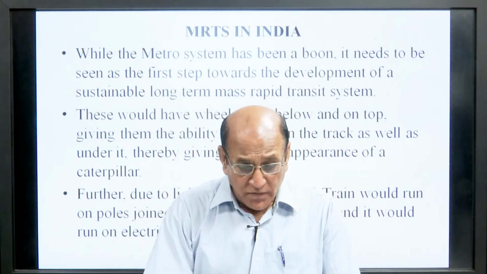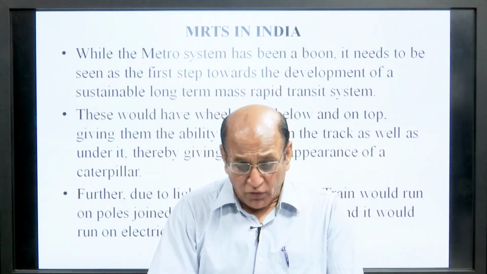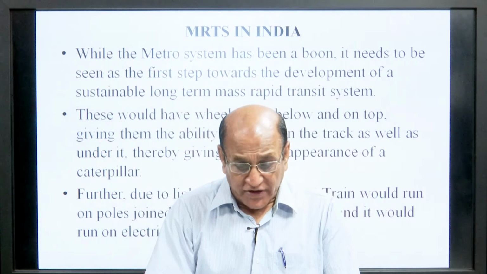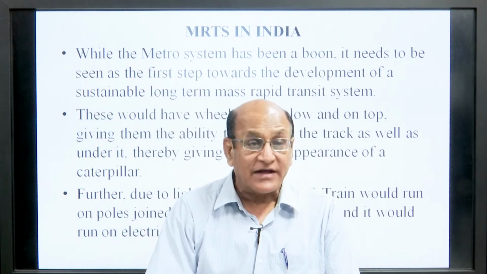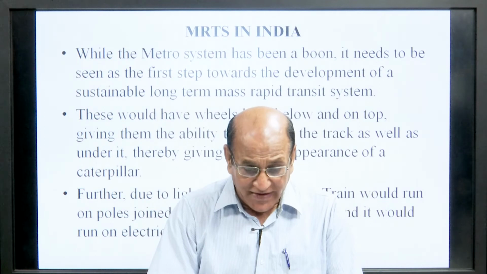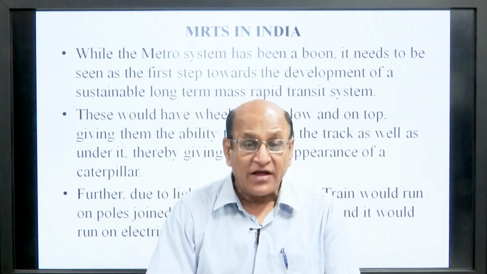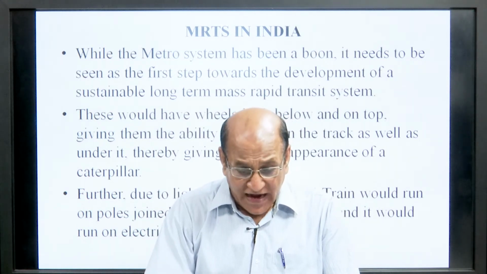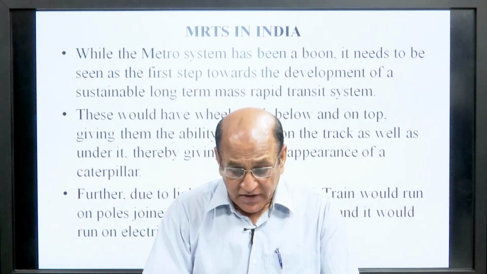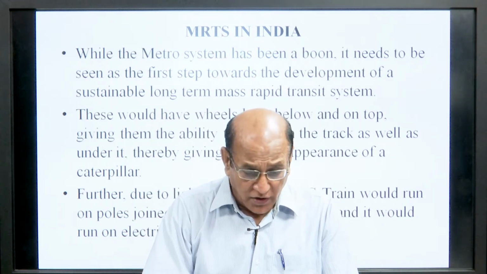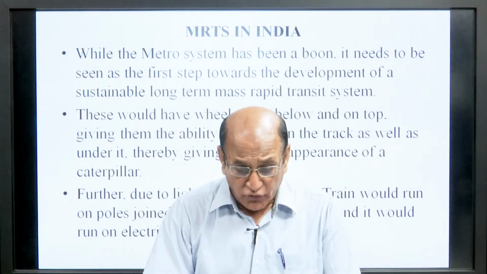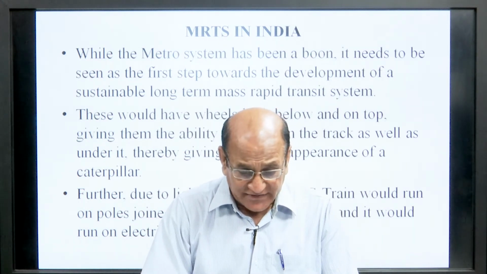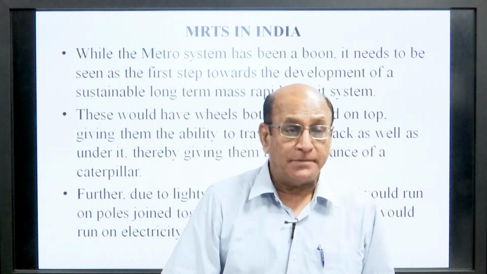These would have wheels both below and on the top, giving them the ability to travel on the track as well as under it, thereby giving them the appearance of a caterpillar. Further, due to lightweight coaches, the train would run on poles joined together to form an arch, and it would run on electricity with a battery backup.